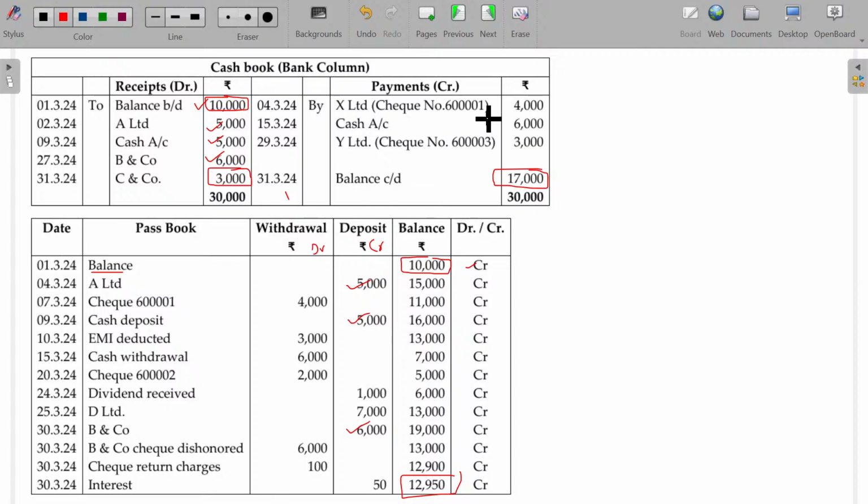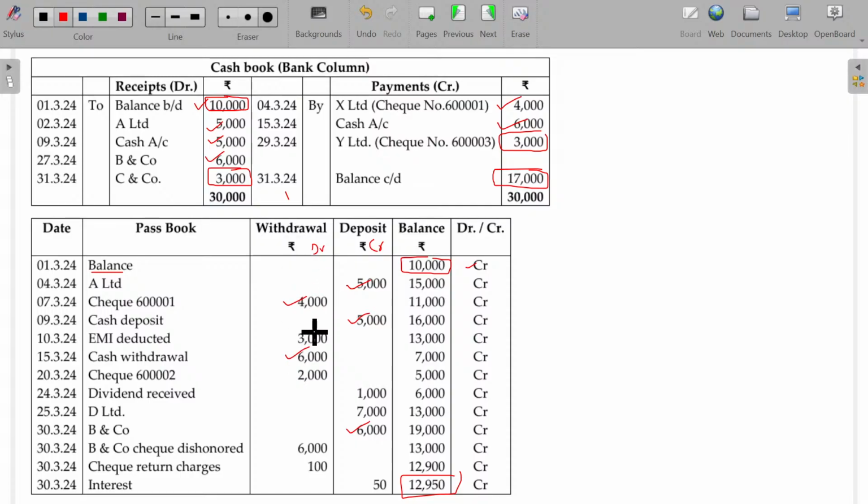And in the case of X Limited, 4,000 rupees in the credit side should appear in the debit side. So we can find there is an equivalent debit value for the same 4,000 rupees, so it got eliminated. Cash 6,000 and cash withdrawal 6,000 got matched. Check 3,000 rupees, but the check information is missing here. There is no parallel. So these are the two reasons for the mismatching.